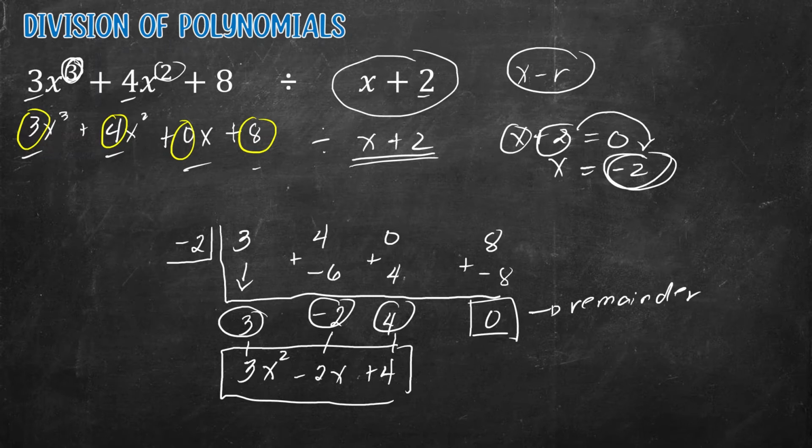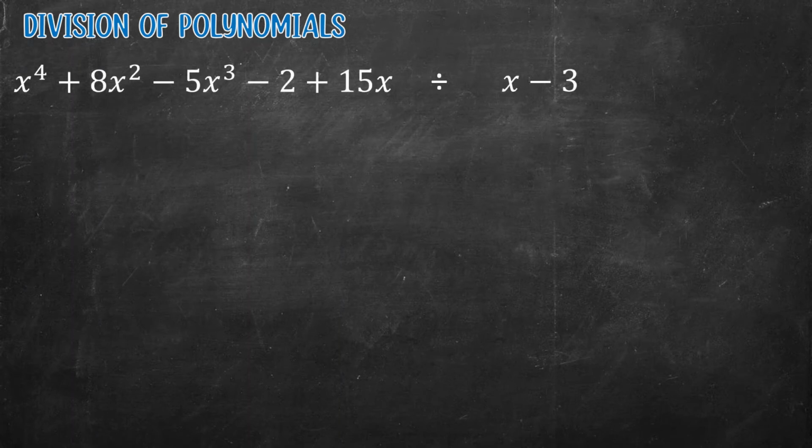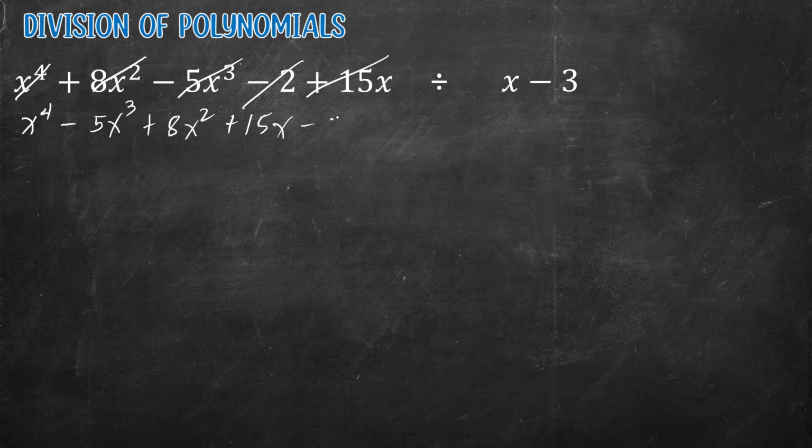Okay. So, let's have another example. Let us divide x raised to 4 plus 8x squared minus 5x cubed minus 2 plus 15x by x minus 3. Okay, the first thing that we need to do is to arrange it in standard form. Why? Kasi hindi siya sunod-sunod. So, ang highest degree natin ay x raised to 4. So, x raised to 4. Susunod, si negative or minus 5x cubed, followed by positive 8x squared, followed by positive 15x, at yung walang kasamang x, which is negative 2.